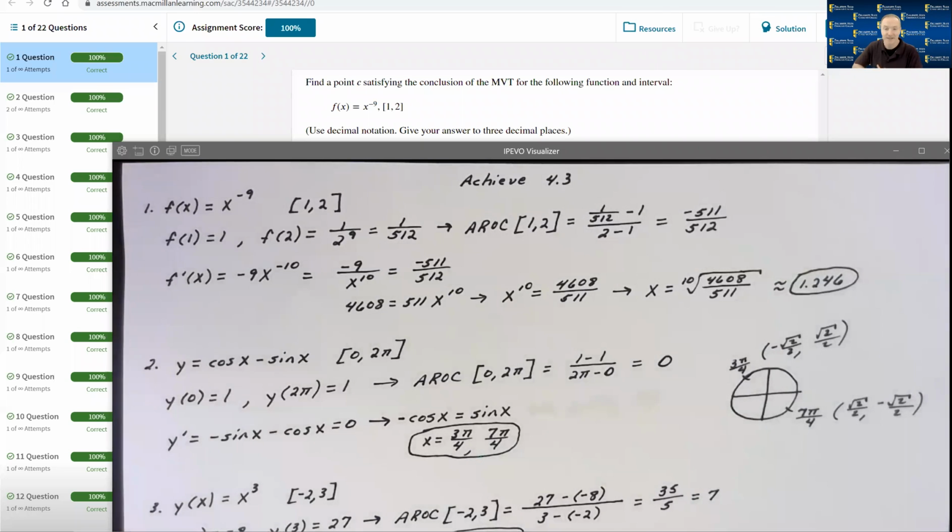Hi all, let's take a look at the Achieve 4.3 homework assignment. You'll notice the first several problems ask you to use the mean value theorem.